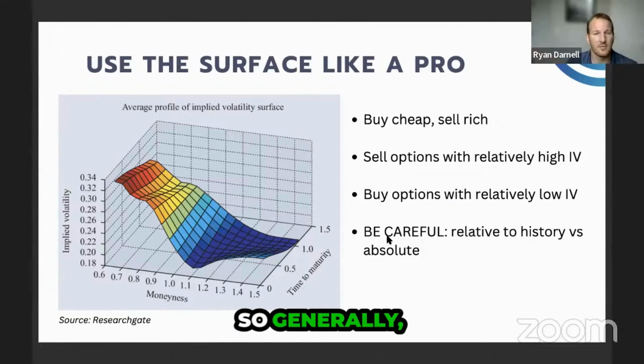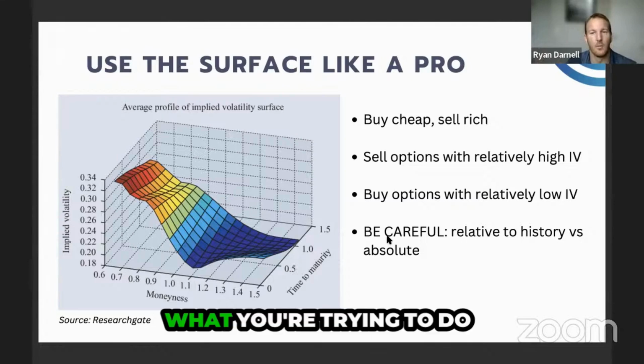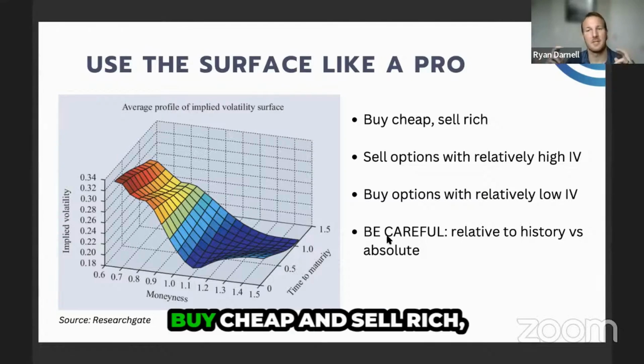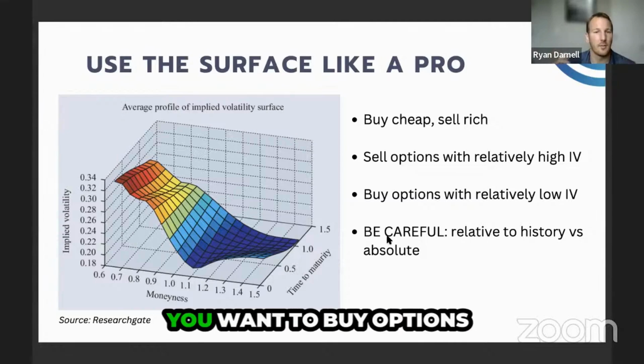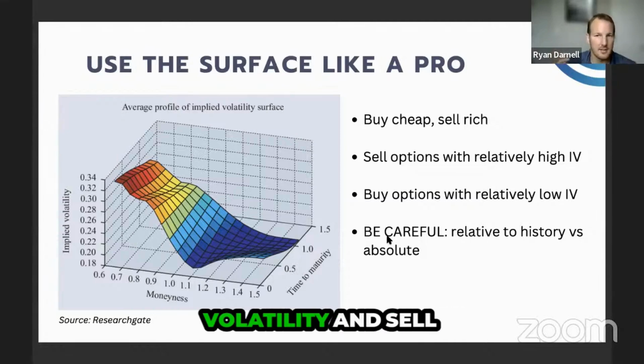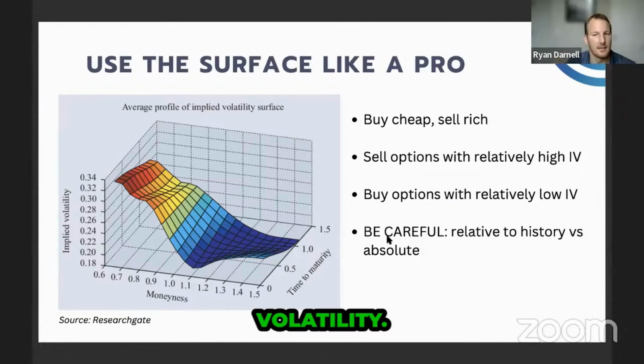So generally, as a professional trader, what you're trying to do is, we always say, buy cheap and sell rich, right? If you're thinking about a portfolio approach, you want to buy options that have low implied volatility and sell ones that have high implied volatility. That's pretty straightforward, right? Buy low, sell high. It's what every trader wants to do.